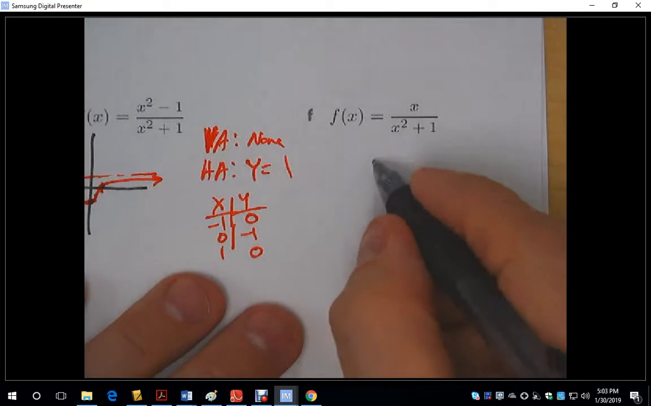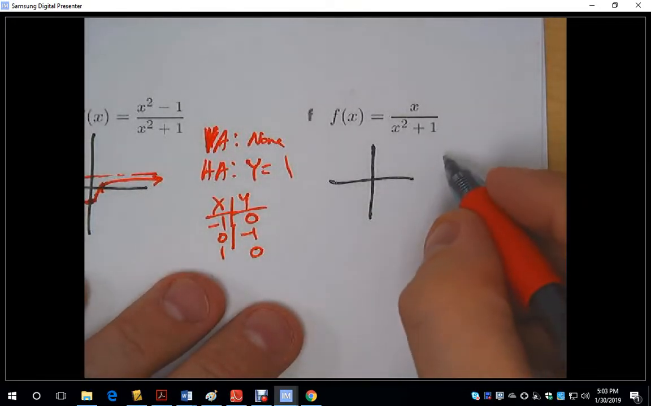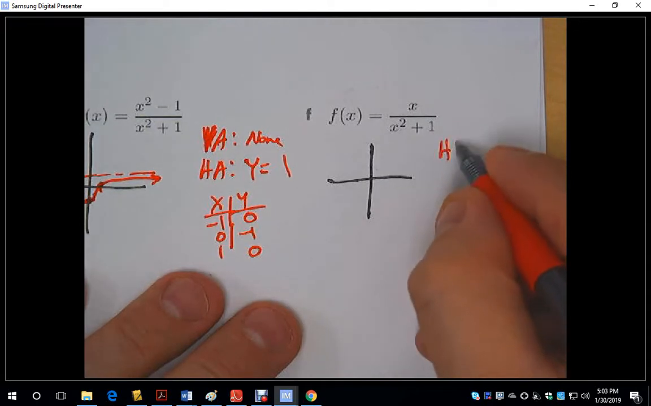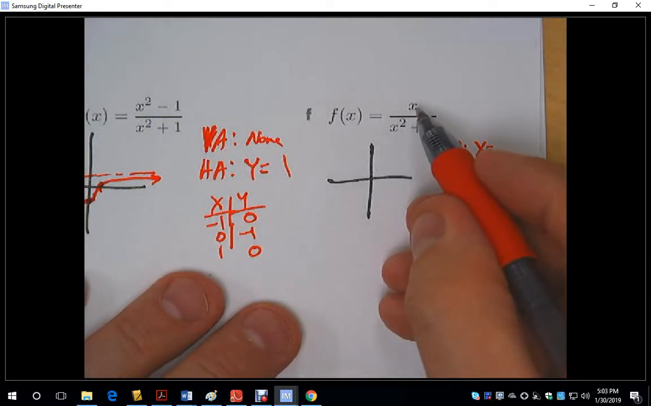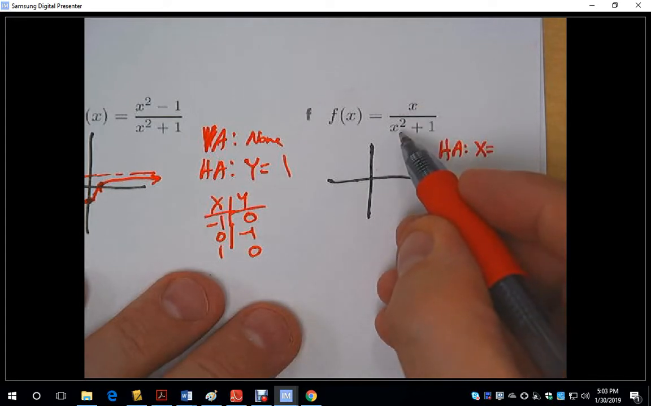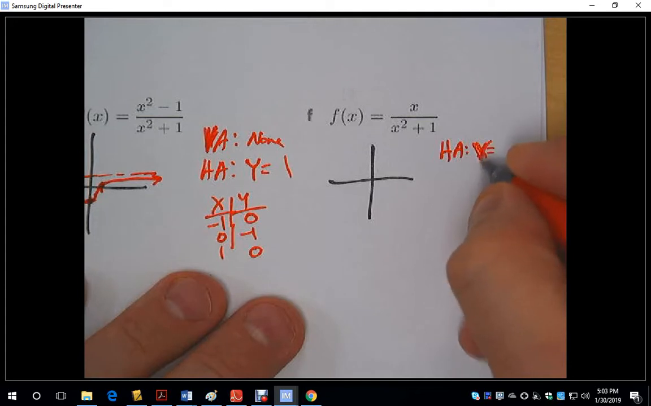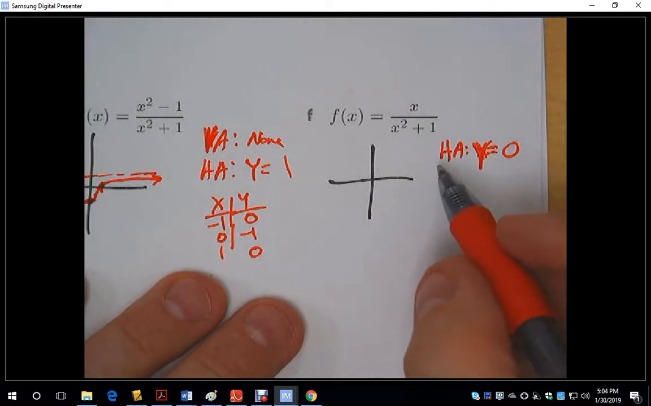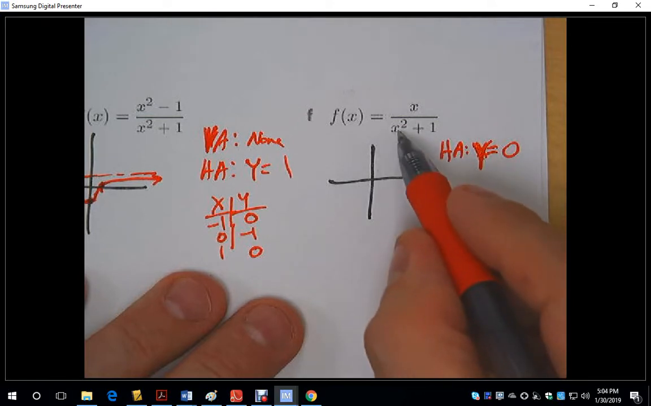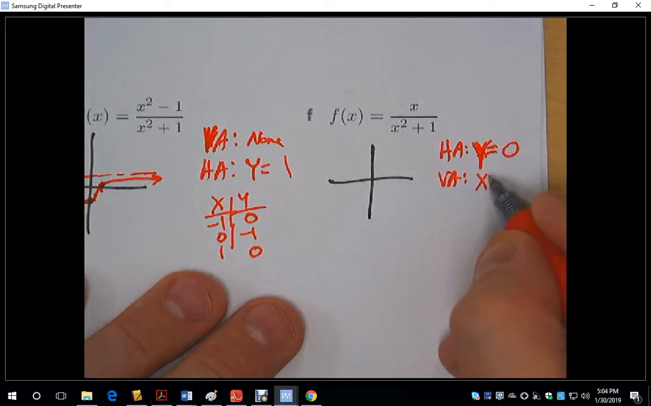All right, so let's look at the next one. Let's do horizontal asymptote. It looks like the degree in my numerator is smaller than the degree in the denominator, so the horizontal asymptote is going to be 0. And then my vertical asymptote, well, again, there's nothing I can plug into here that will give me 0 in the denominator, so my vertical asymptote does not exist. None.